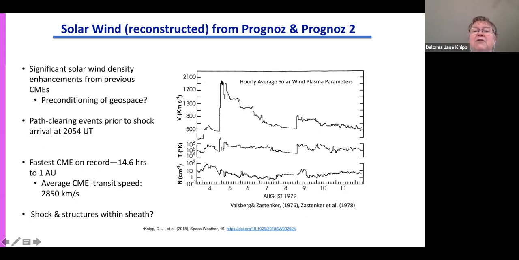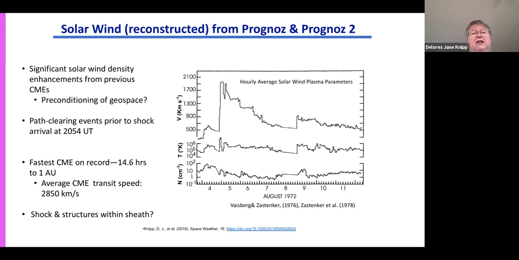We think that some of the measurements were probably just saturated, but we know that the velocity was huge, and the solar wind densities ahead of that time were probably on the order of 50 to 60. So we have a magnetosphere that, if it had entrained any of that cold solar wind plasma, was probably in a very strange state.